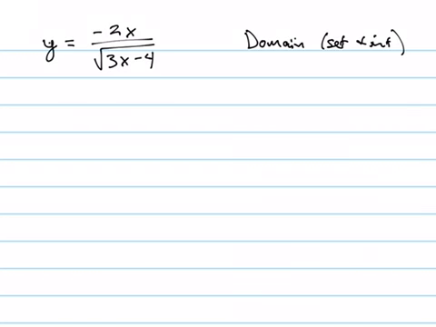to look for. The denominator can't equal 0. If the denominator equals 0, that is a no-no. It's not part of the domain. And you can't take the square root of a negative. So those are the two things we're looking for, and we actually have both situations here.